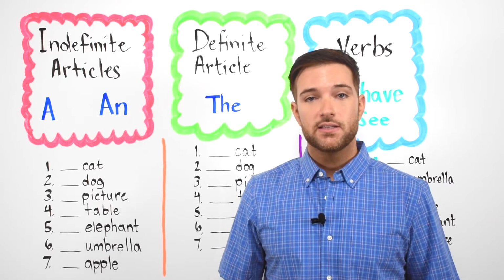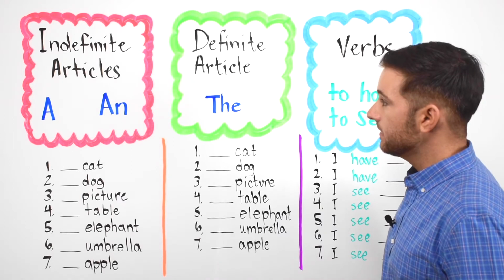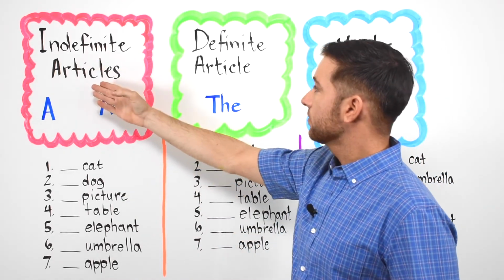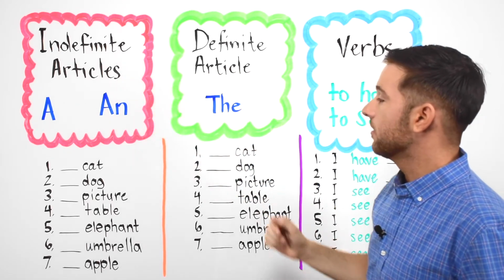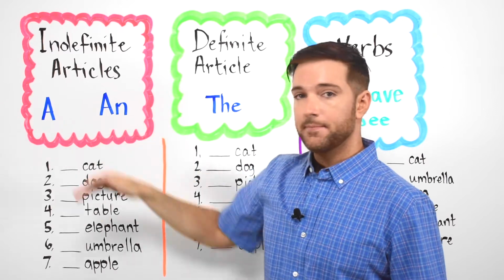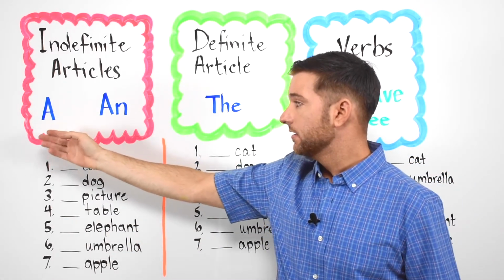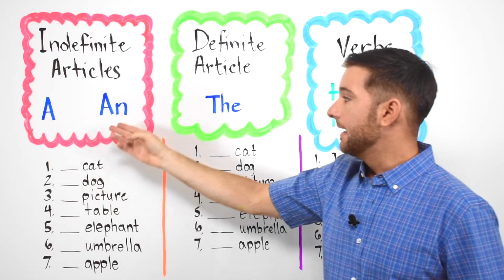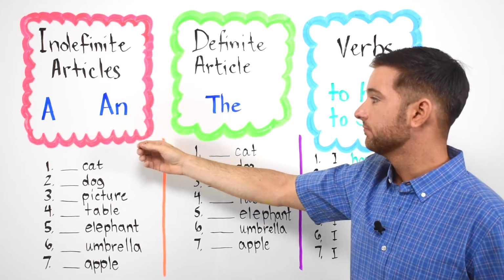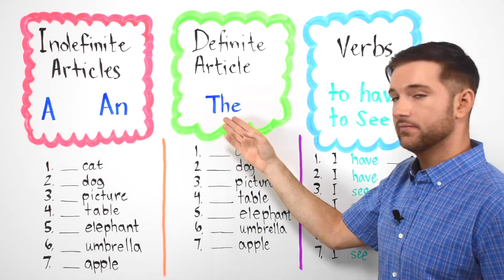In our first lesson today, we are going to talk about articles. Now in English, we have two types of articles. We have indefinite articles and we have a definite article. The indefinite articles are called a. Okay, repeat it with me. A, an, and we have the definite article the.